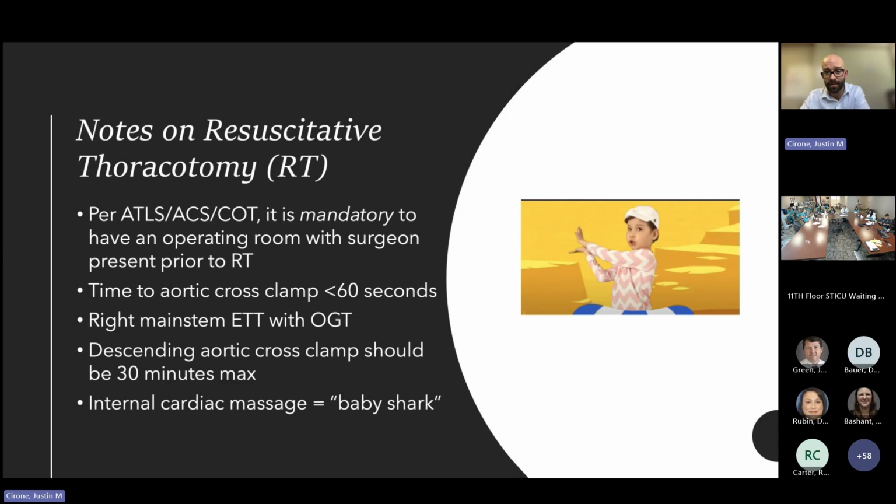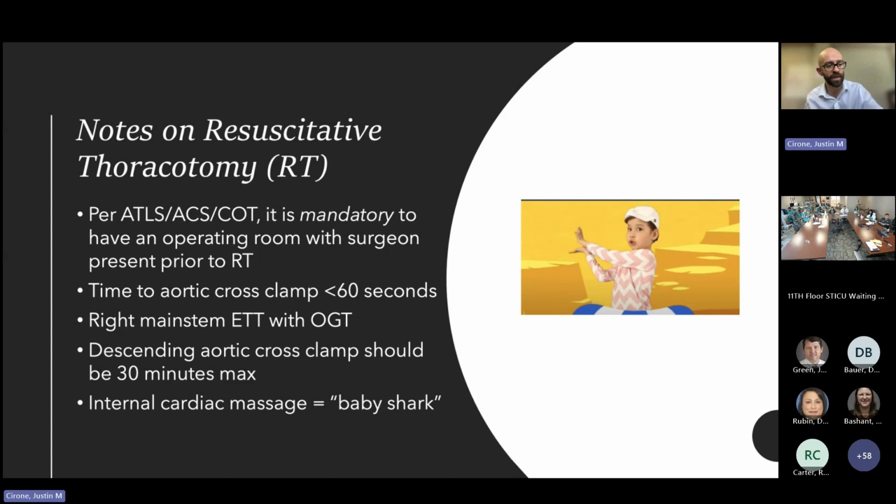And when you do an internal cardiac massage, one of my favorite parts about it is teaching everybody to do the baby shark maneuver. When your hand is on the heart, the heel of your palms needs to stay together, and you do it like this, like a baby shark. The reason for that is that if you push first here, you will rupture the ventricle, the left ventricle.